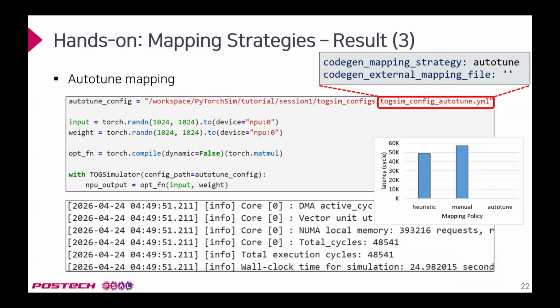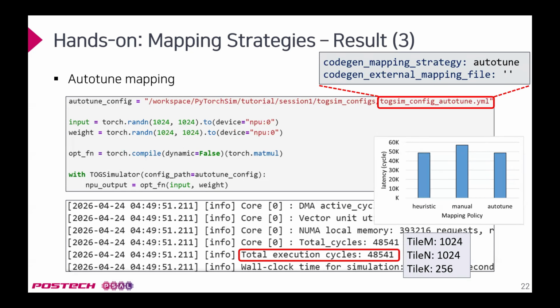And then autotune selects tile M as 1024, tile N as 1024, tile K as 256, the same as heuristic in this case. It shows that heuristic finds the optimal mapping well for this shape.